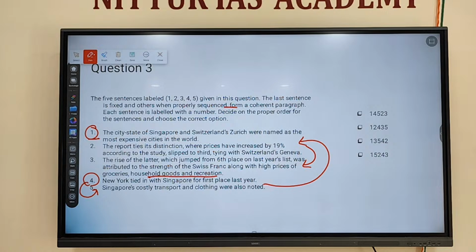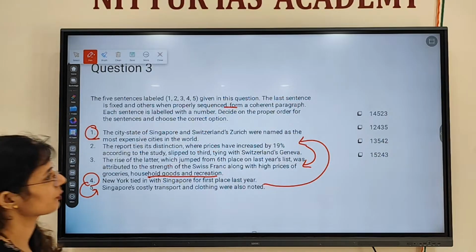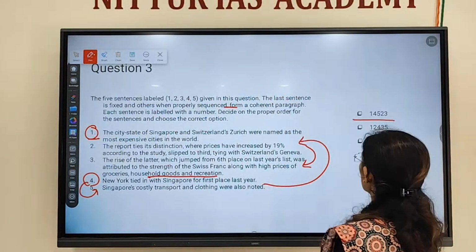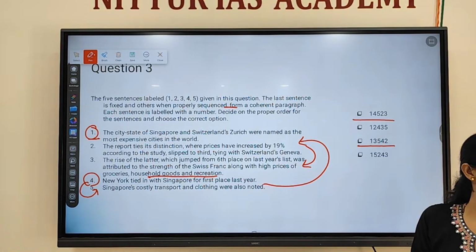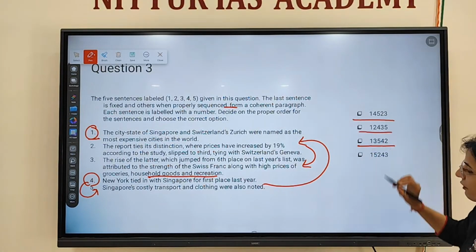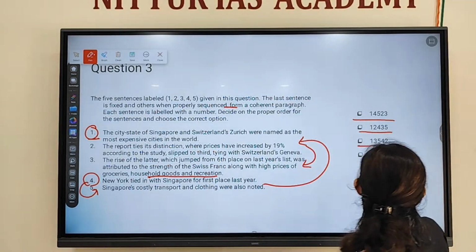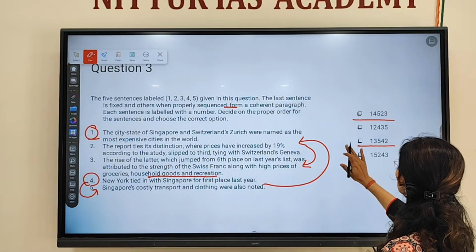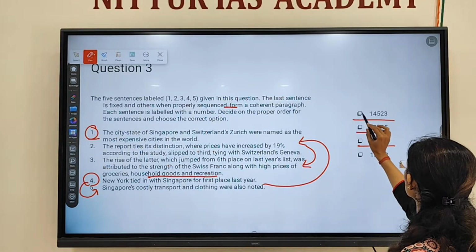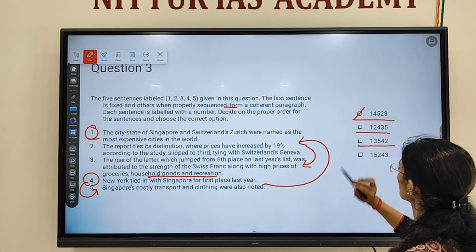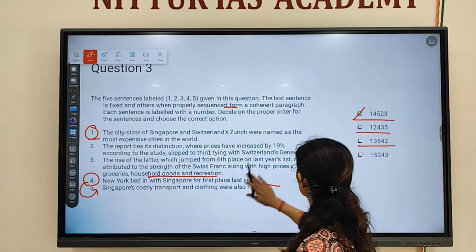Okay, first what did we choose? 1, 3, 5, 4, 2? No, 1, 4, 5, 2, 3. Okay, so we've tried this one. Now we should try this one: 1, 2, 5, 4, 3. No, 1, 2, 4, 3, 5. Okay, we tried this one, right? We should try this one. Okay, let us try.